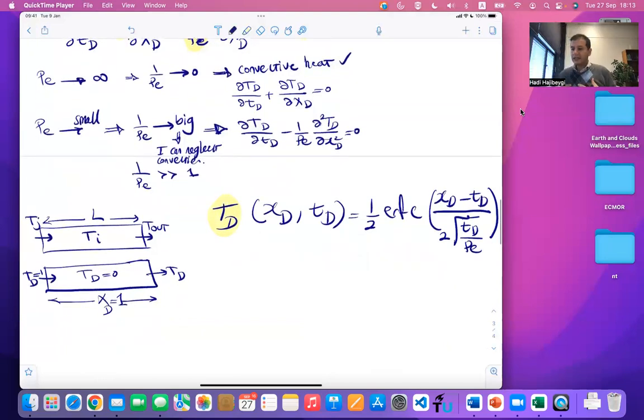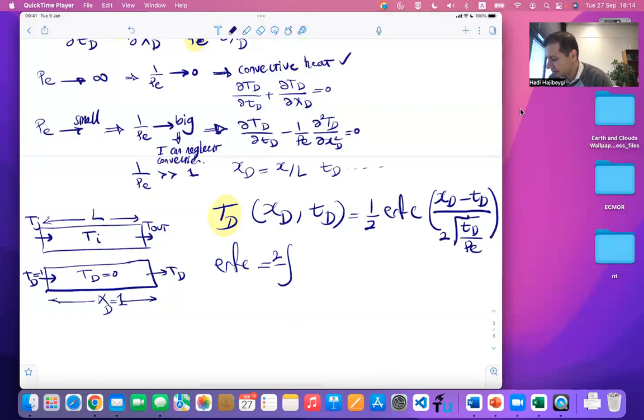If I want it to be dimensional, obviously I can write my xd to be, for example, x divided by L, td as well, etc. Then I can find out what it is in dimensional form, but better is dimensionless form. Error function complementary is defined as 2 divided by root square pi, integral from u, from any number to infinity, e to the power minus u squared du.